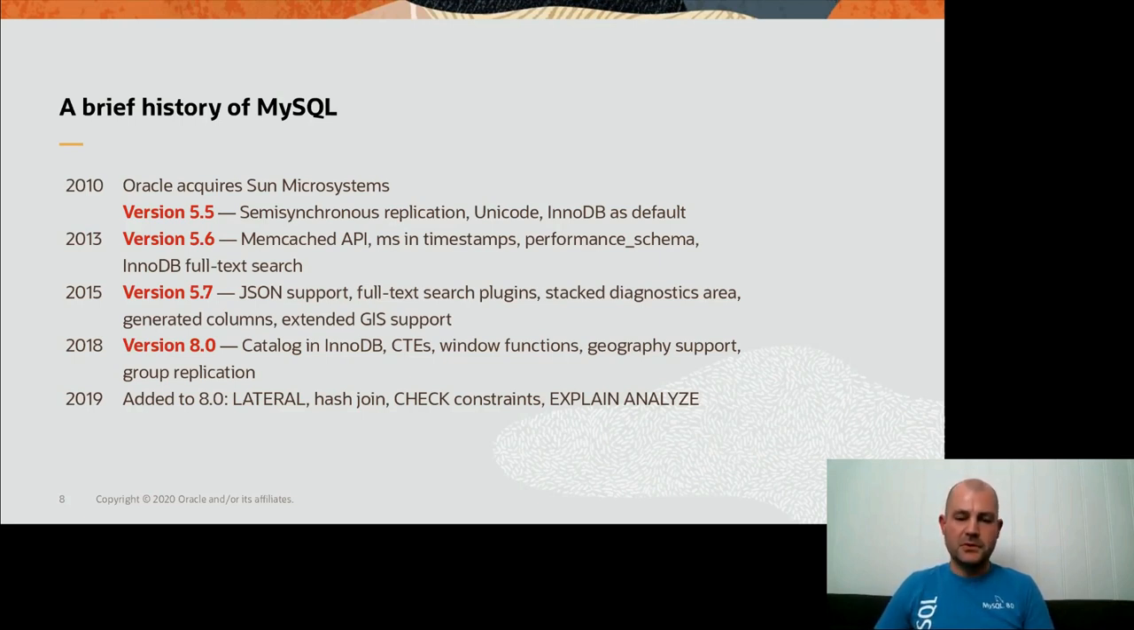One interesting thing to note here is that you see in 2019, it says hash join. And that's actually true. MySQL didn't have hash join until 2019. I'll get back to that later on, talking about the optimizer.